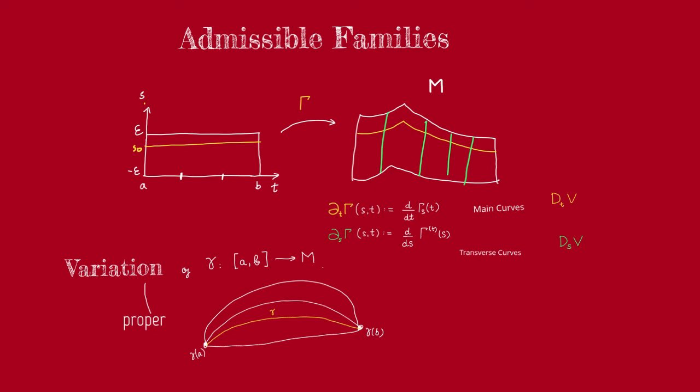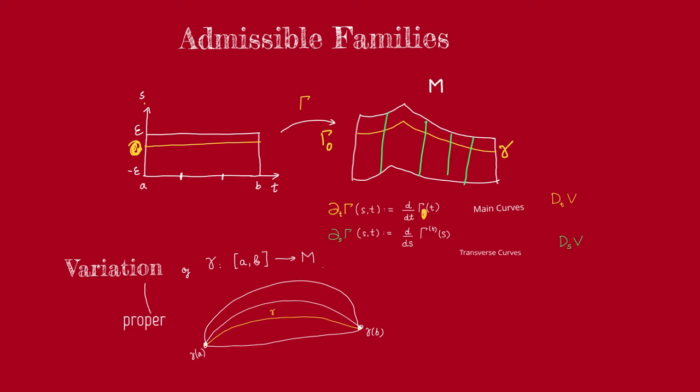Now a variation of a curve gamma in M is an admissible family such that the member corresponding to 0, the curve gamma 0, is actually little gamma. So gamma with s equals 0 here is just the curve gamma. A variation is called proper if all the curves in this family, all the main curves, have the same endpoints.